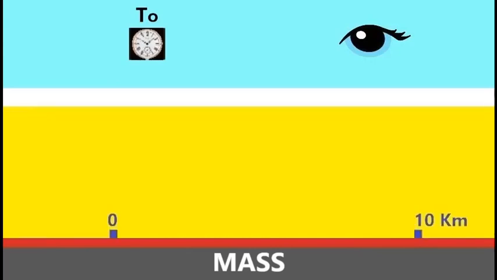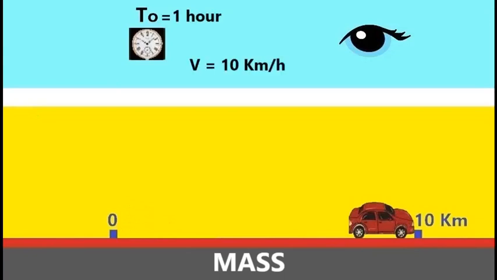On the surface of that massive body, I observe a distance of 10 kilometers, where a car moves at a constant speed. And when it moves from 0 to 10 kilometers, I have measured a time t0 equal to 1 hour of my reference clock. Therefore, I observe a speed of 10 kilometers per hour.